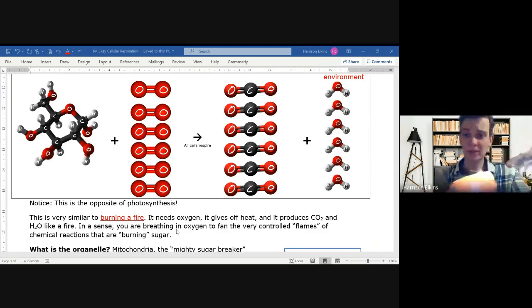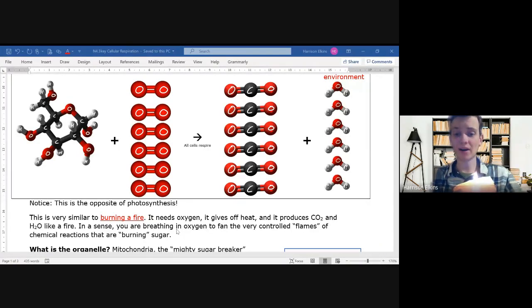So this flame is taking in oxygen. This candle wax is made up of carbons and hydrogens, kind of like sugar is. So it's burning hydrocarbons, kind of like we burn sugar. It's giving off heat. It's giving off CO2. It's giving off water, just the same as I do.